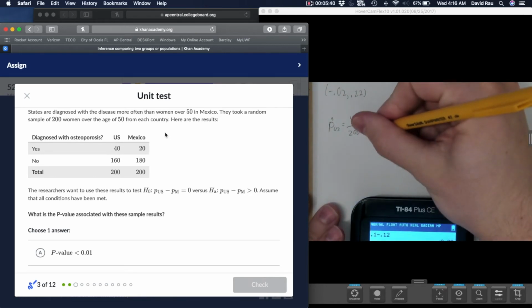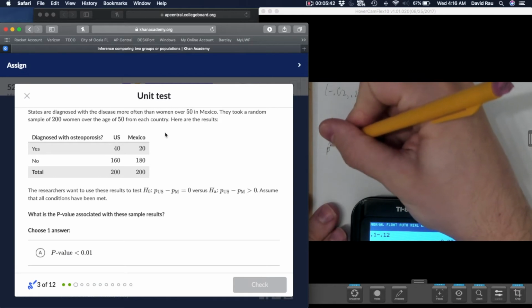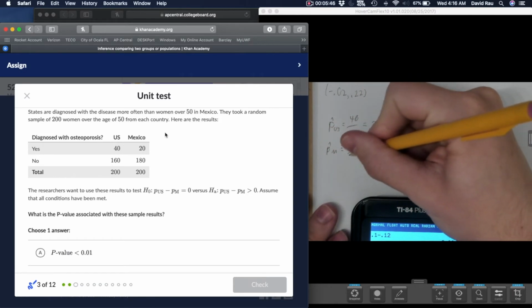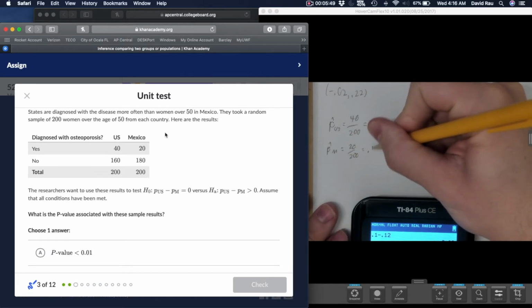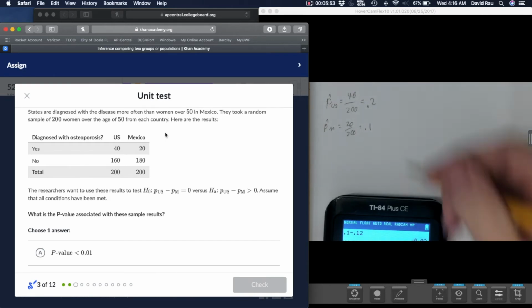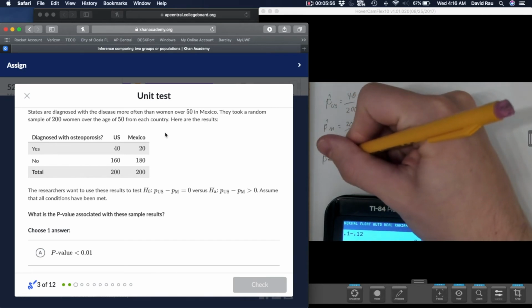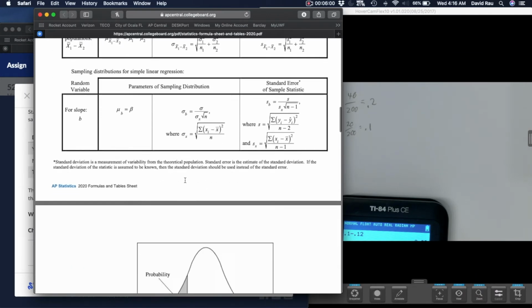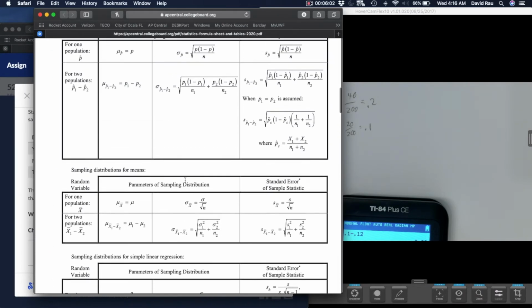So we have 0.2, and then we have the sample proportion from Mexico. That's 20 out of 200. I know what that is. That's just 0.1. Okay, now when you do a proportion comparison test, you need this thing that we call p hat of c. That's why I have my reference sheet here. P hat of c, here we go.